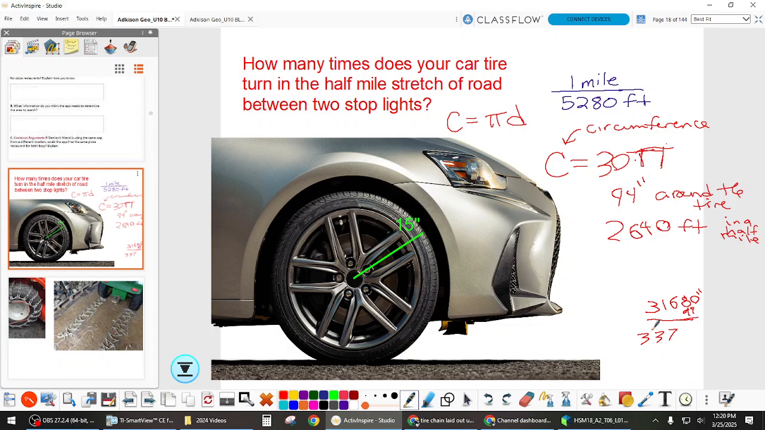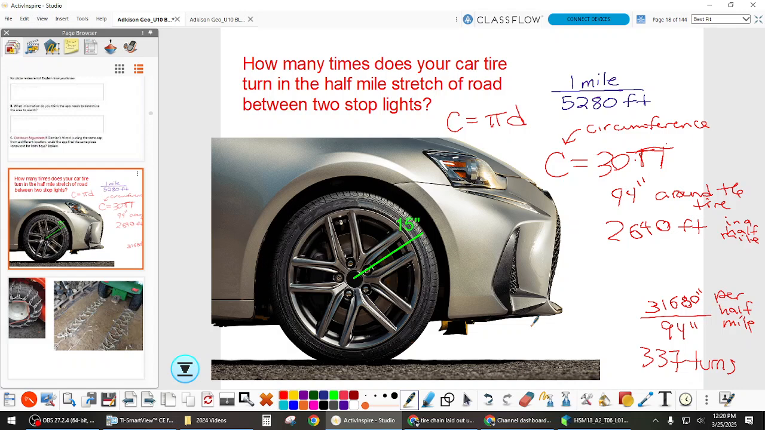Okay. So I'm only changing this so that people around here can see it. You did a good job there. Alright, so this is inches per half mile, and you divided by your 94 inches and got 337 turns. Cool.